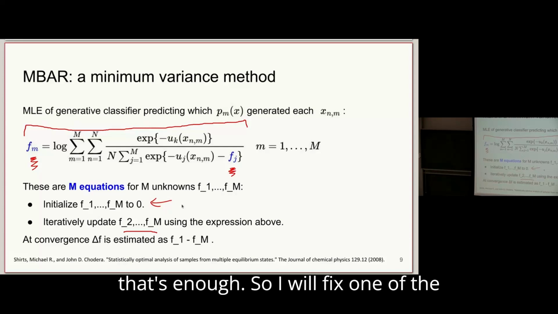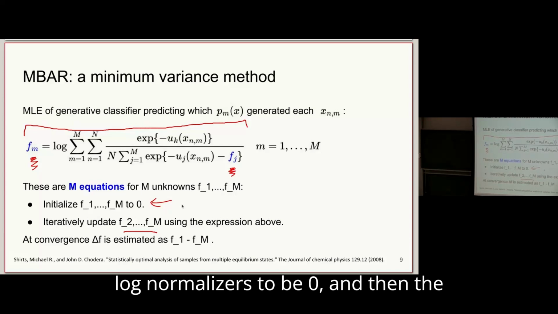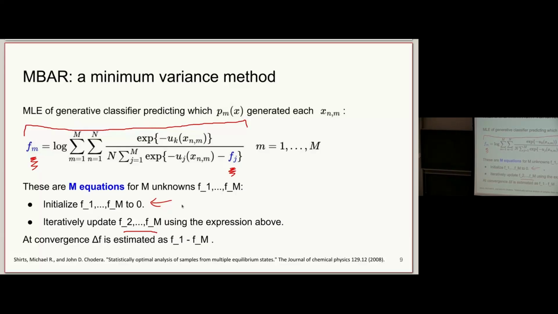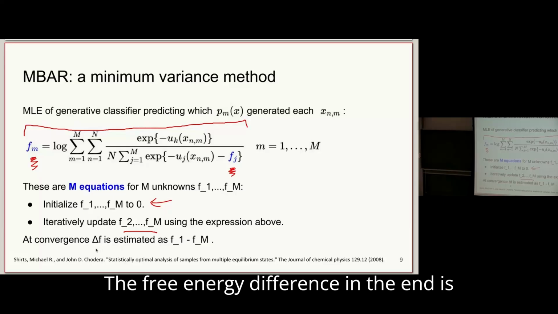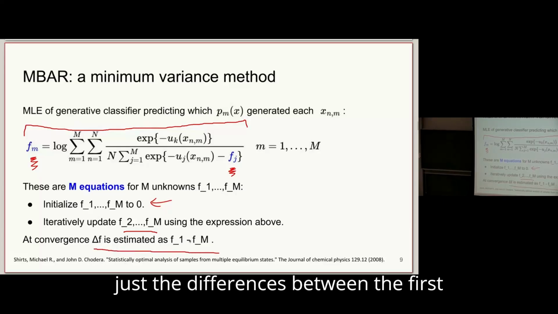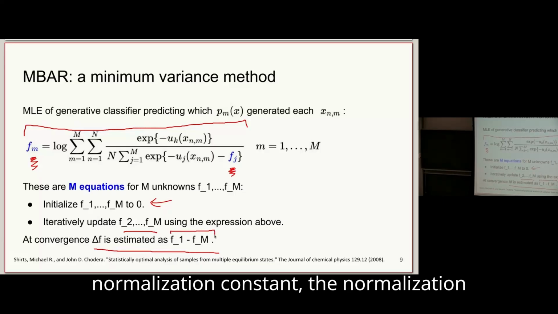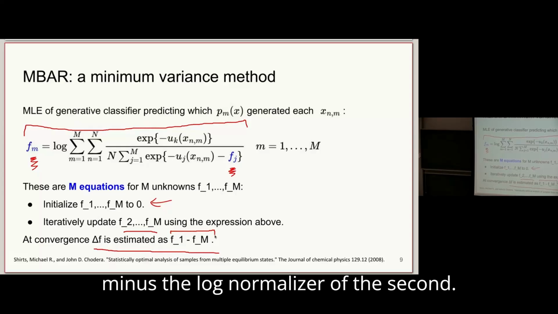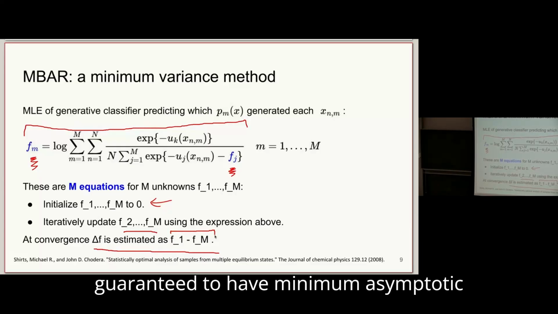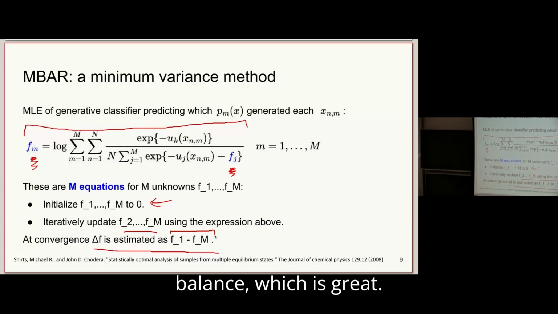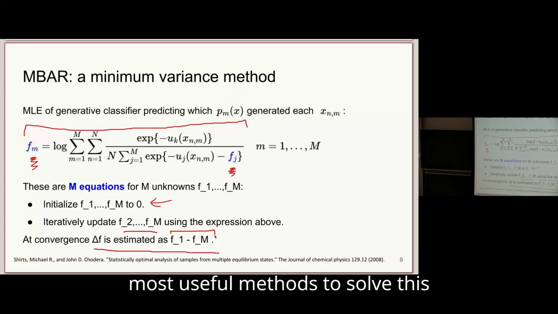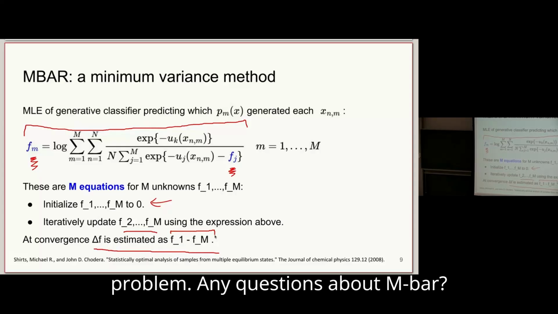Okay, so I will fix one of the log normalizers to be 0, and then the other ones will have the right value with respect to the first log normalizer. The free energy difference in the end is just the difference between the log normalizer of the first distribution minus the log normalizer of the second. Okay, this method is called MBAR, and it's guaranteed to have minimum asymptotic variance, which is great. This is widely used, and it's one of the most useful methods to solve this problem. Any questions about MBAR?